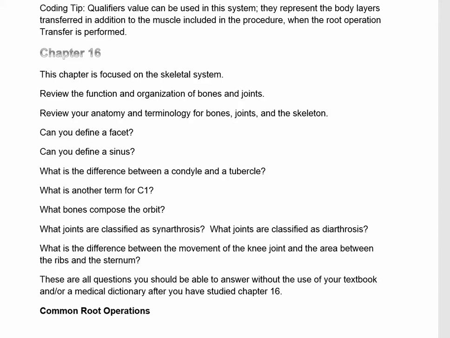Can you define a facet? Can you define a sinus? What is the difference between a condyle and a tubercle? What is another term for C1? We're talking about cervical vertebrae 1. What bones anatomically are classified or compose the orbit? So these are just questions that help you move through the anatomy as a review.